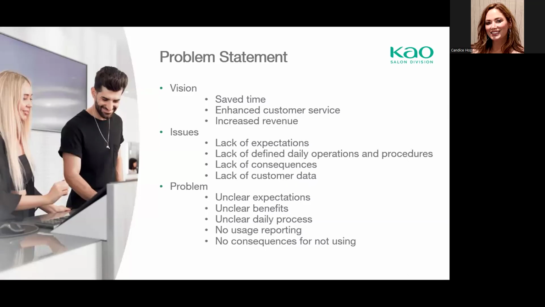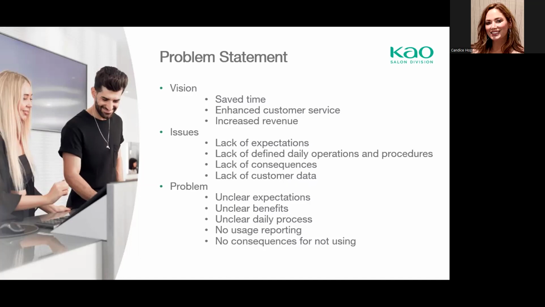We have lots of issues around the CRM program. We have a lack of expectations, a lack of defined daily operations and procedures, a lack of consequences. However, one of our biggest issues is the lack of customer data. And the problem is that there are issues with the field sales team keeping customer information up to date.